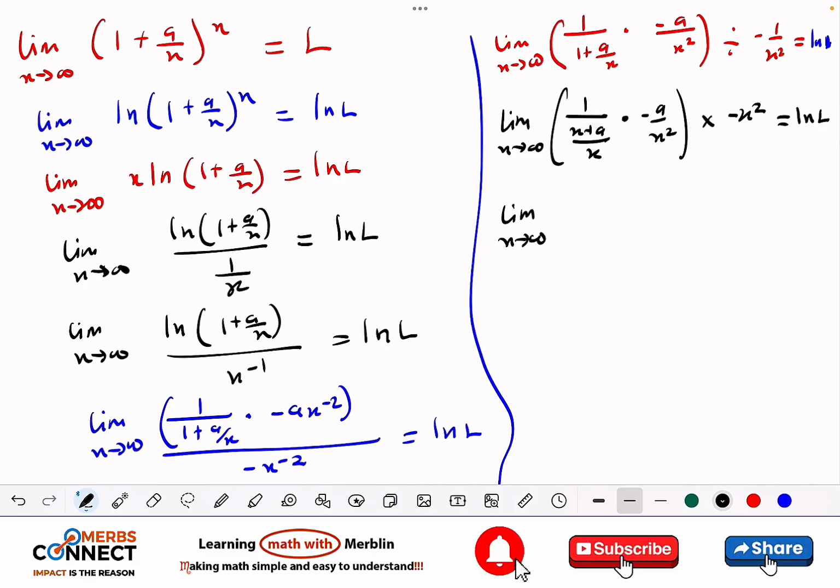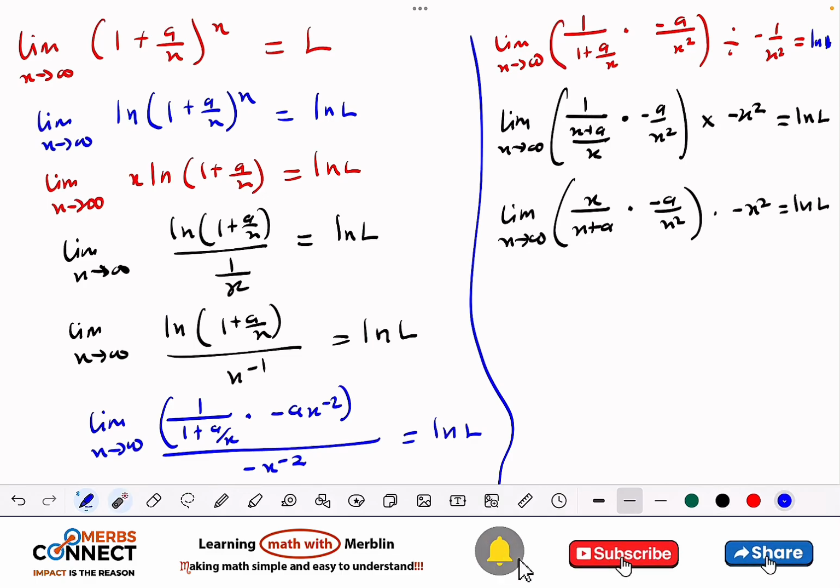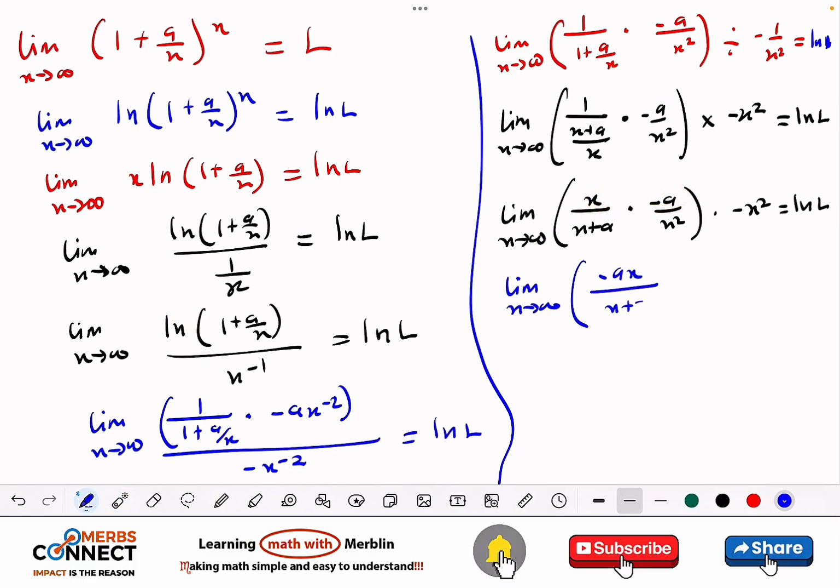The limit as x approaches infinity. This is the same as x divided by x plus a, because this one is over 1, so it will reciprocate, times minus a divided by x squared times minus x squared is equal to the natural log of L. We are almost there. One of the x here will cancel one of the x here, or even the x squared here will cancel the x squared, because this one is multiplication, right? So x squared will cancel the x squared. So I'm going to have the limit as x approaches infinity. I'll multiply this one by this. So I'm going to have minus ax divided by x plus a.